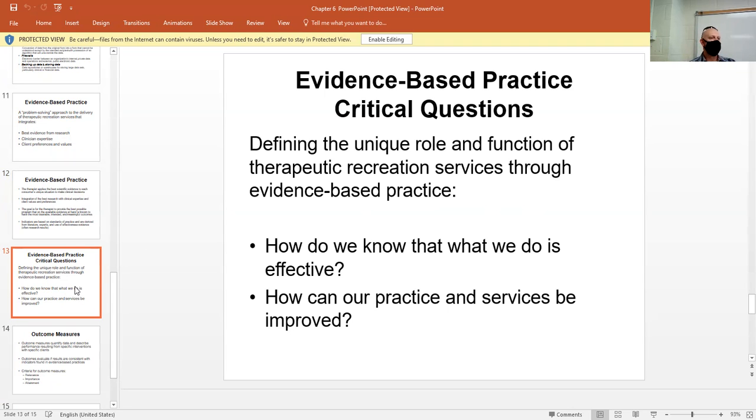So how are you going to hold people accountable? How are you going to know that what you're doing is effective? Is it the number of patients you see? Is it the number of people that meet their goals? Is it the amount of money that you bring in to the facility per month? You have to come up with how you're going to judge effectiveness. And then based on this to a degree, how can our practice and services be improved? What can we do to make it better?